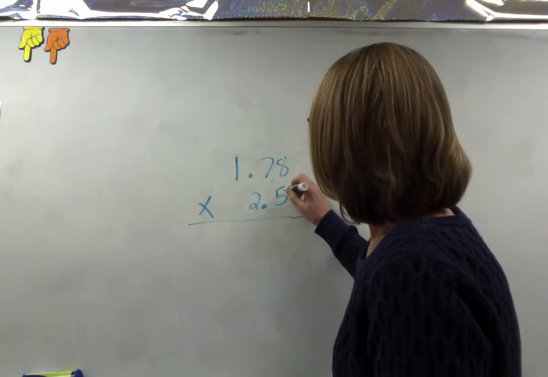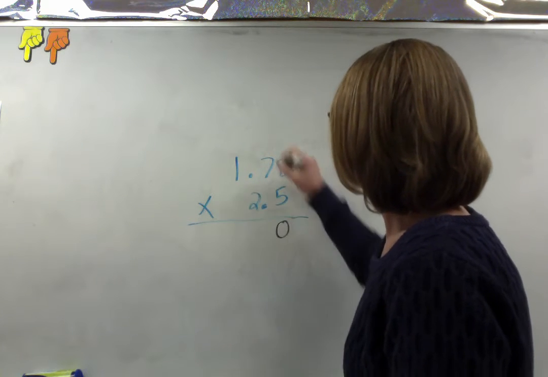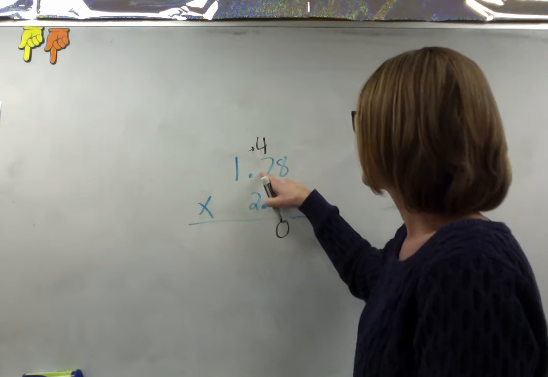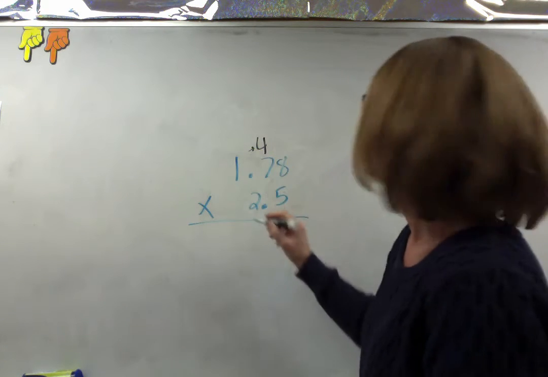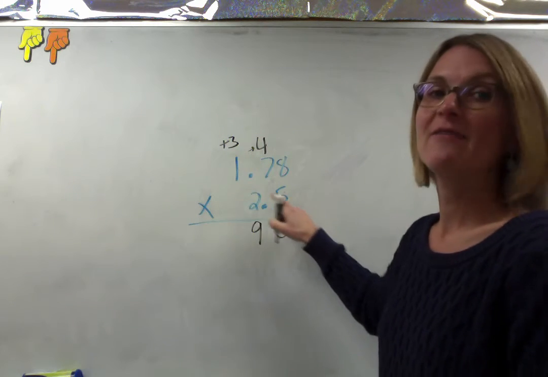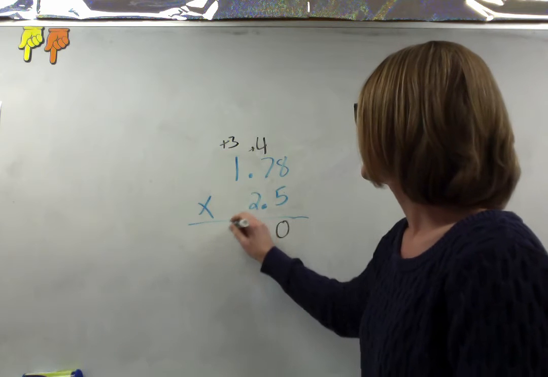We're going to do 5 times 8 is 40. Put down the 0, carry the 4. We're going to add that after. 5 times 7 is 35. Then add what you carried, so it's going to be 39. Put down the 9, carry the 3. 5 times 1 is 5, plus 3 is 8.